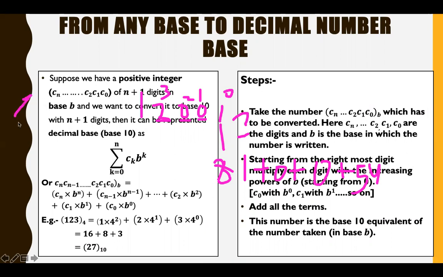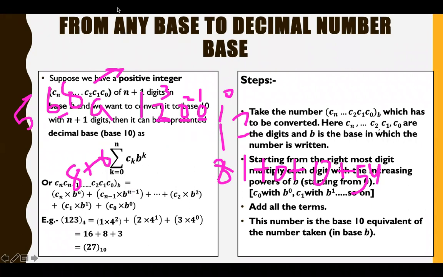And the last one is 5, 6, 8 in base 9 to base 10. You have to convert: 8 into 9 to the power 0, that is 8. Then 6 into 9 to the power 1. Similarly 5 into 9 square. So you'll add them and get the answer.